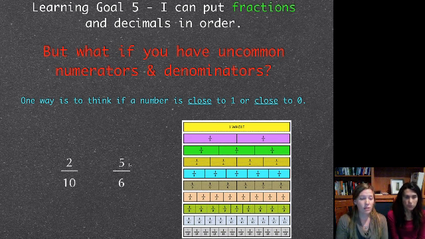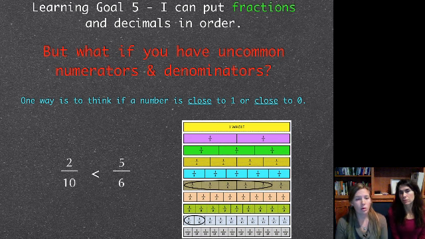And 5/6, I have 5 out of the 6 total pieces. That's a lot closer to 1 whole. So without even really doing much more than just thinking out loud about it, I can tell which one is bigger. But as a visual too, just to see, the 2/10 again is pretty close to 0. 5/6 is pretty close to a whole. So 5/6 is greater.